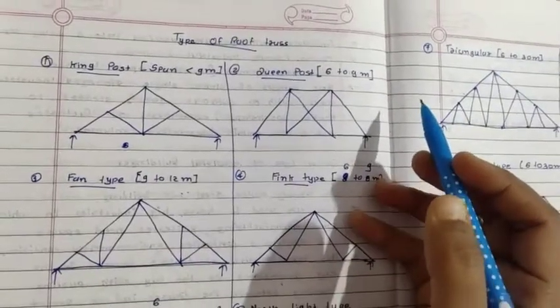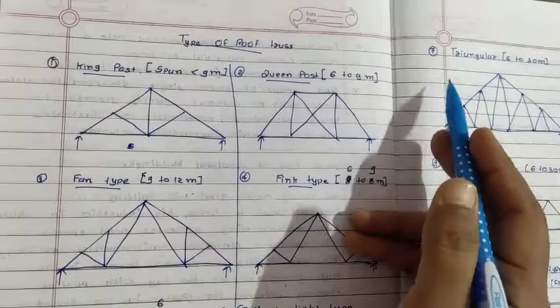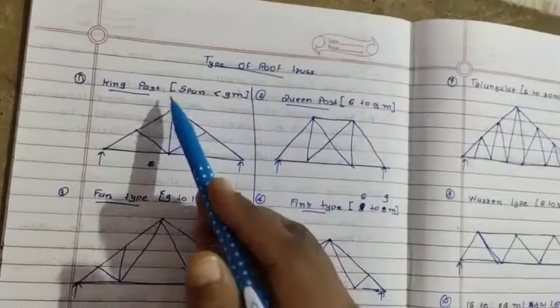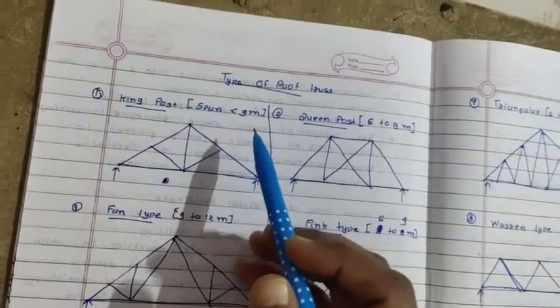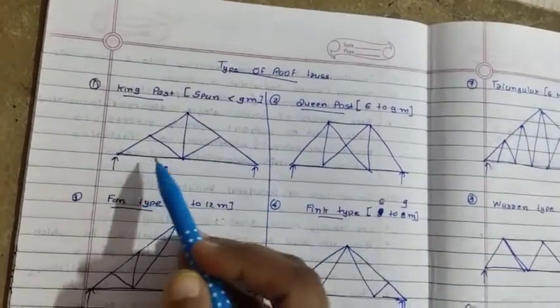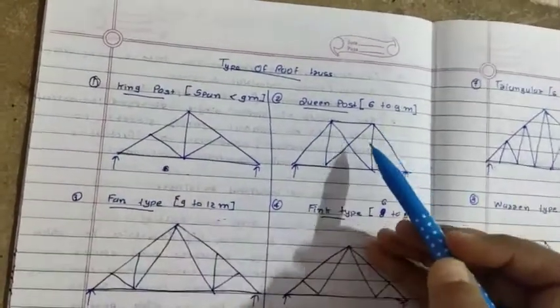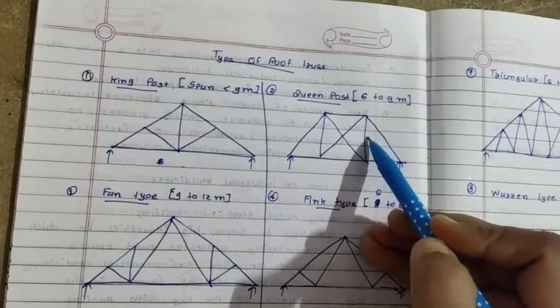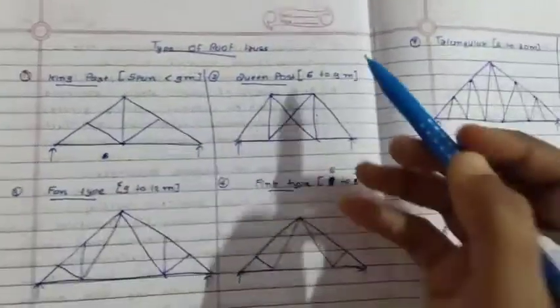Okay, students, so we are starting with the types of roof trusses. The first one is a king post. If our span is less than 9 meters, we consider this type of king post. Second is a queen post. So these are all types of roof trusses.